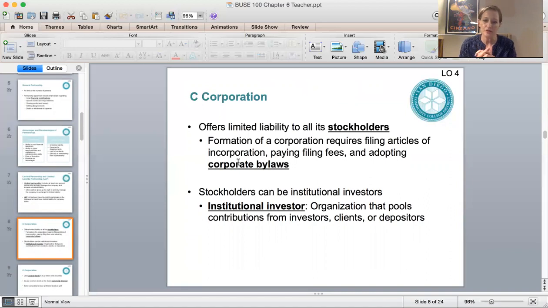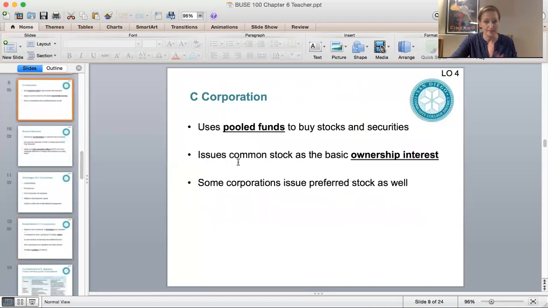Stockholders can be institutional investors in a C corporation. You can have unlimited investors, as many investors as you want, is basically what I mean. They can be institutional, meaning that they can come from investors, from clients, from depositors, and they don't have to be U.S. citizens in a C corporation. But C corporations are expensive. They're very expensive, and there are some major disadvantages to C corporations. I'll get to them in just a few minutes.